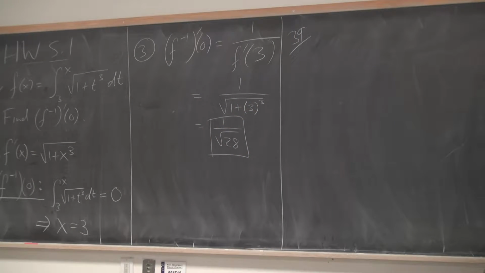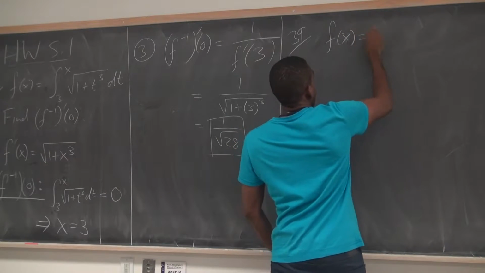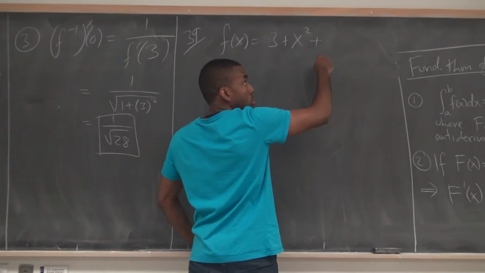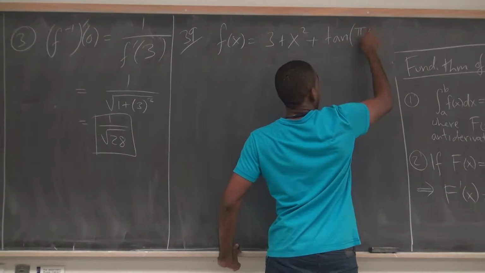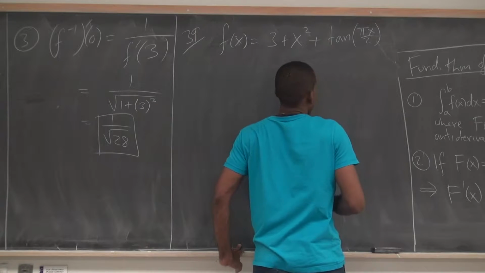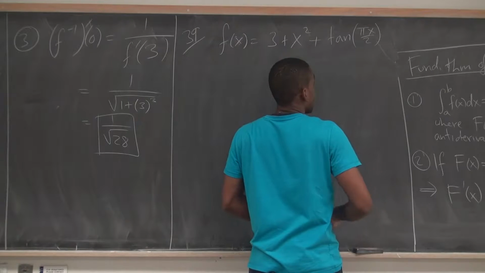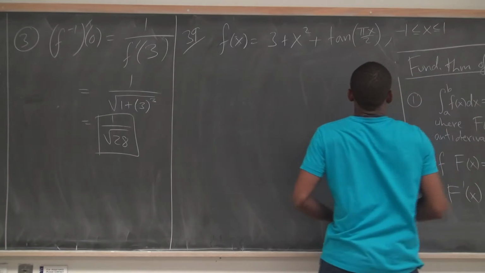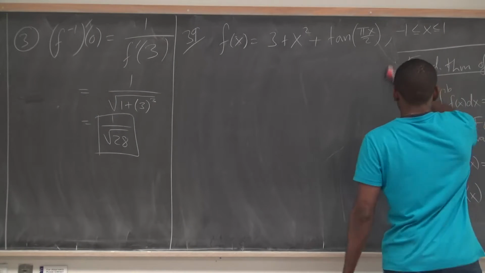f of x equals 3 plus x squared plus tangent of pi x divided by 2. That's 3 plus x squared plus tangent of pi x over 2. That's the function, within the restriction of negative 1 to 1. So x is between -1 and 1. A is 3. So we want to find the derivative of the inverse at 3.